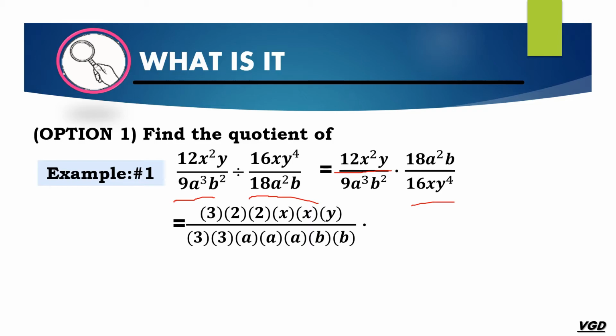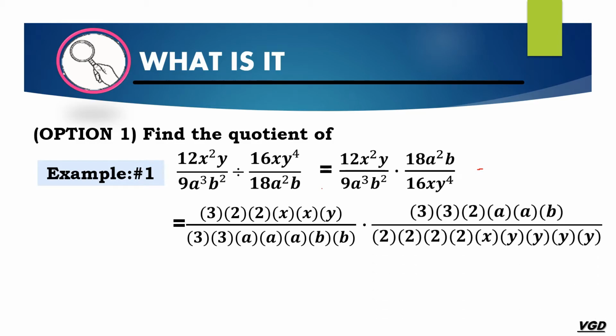And for the denominator, 9a cubed b squared, the prime factors are 3 times 3 times a times a times a times b times b. And take note that the number of variables will depend on the value of the exponent. So let's say for the numerator, this is x squared, so we will factor it into 2, so there are 2 x's. For the denominator, we have here a cubed, so we also have here 3 a's, and b squared, so 2 b's. Now let's have the prime factors of this second rational algebraic expression.